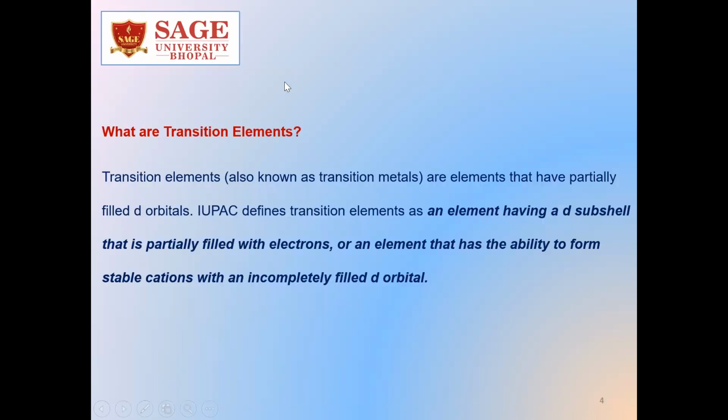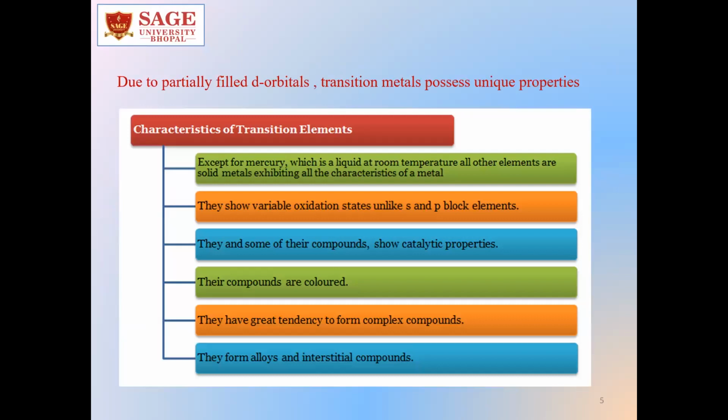So what are the transition elements? Transition elements, which are also known as transition metals, are elements that have partially filled d orbitals. IUPAC defines transition metals as an element having a d subshell that is partially filled with electrons, or an element that has the ability to form stable cations with an incompletely filled d orbital. Due to these partially filled d orbitals, transition metals possess unique properties.